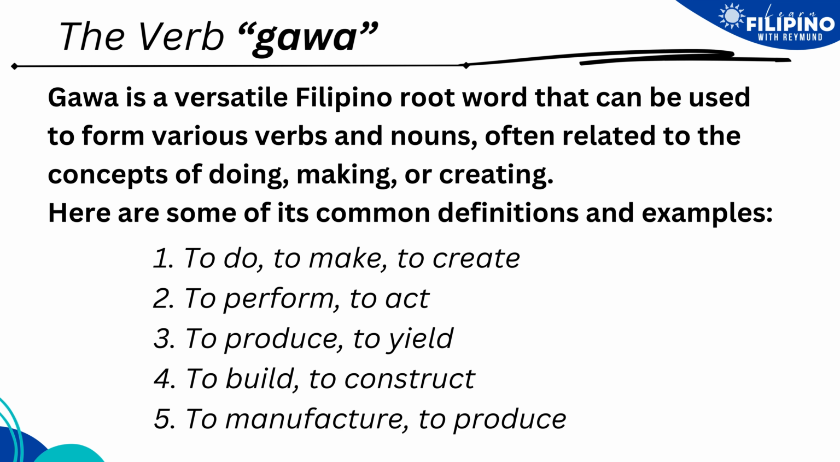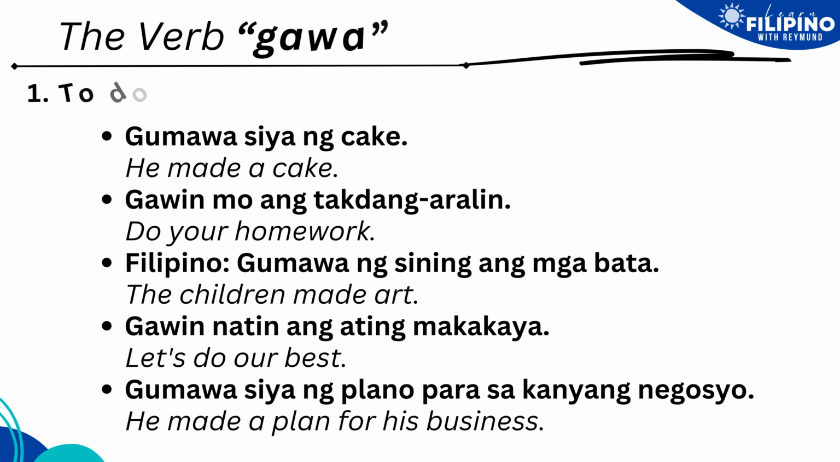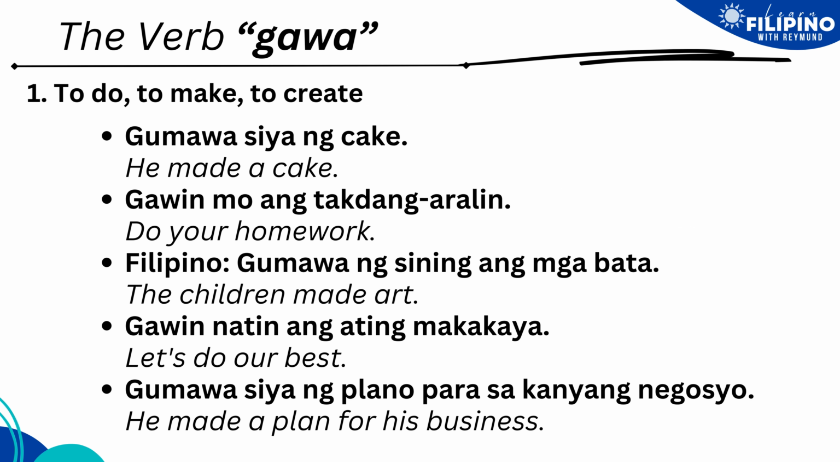The first one is to do, to make, or to create. The second one is that it means to perform or to act. The third one is to produce or to yield. The number 4 definition is to build or to construct. And the number 5 here is to manufacture or produce. Let us have the following example sentences for each definition.